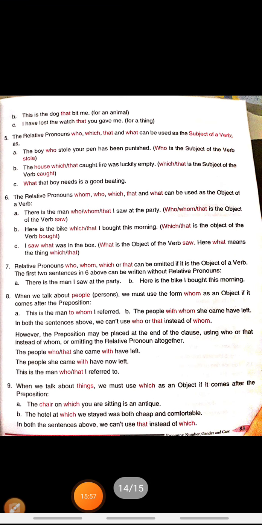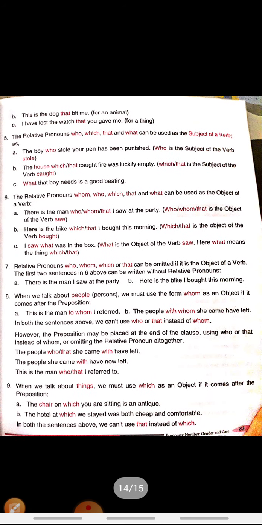So when we talk about things, we use which as an object if it comes after the preposition. The chair on which you are sitting is an antique. The hotel at which we stayed was both cheap and comfortable. So when we talk about things, we use which if it comes after the preposition. Clear now?